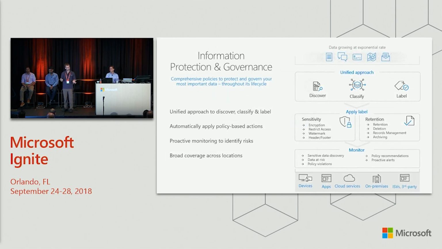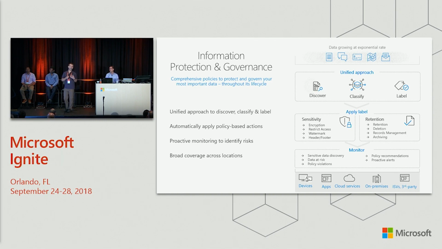So as I mentioned, unified labeling, when you think about how you protect and govern your data and apply those actions, we want to talk a little bit about how that breaks down and what the different technologies are that we use to achieve these. Of course, on the top there, you can see that unified approach. How do you discover your content, uniformly define what that content is, classify it, and then apply the label so that you can start to protect or retain that content?